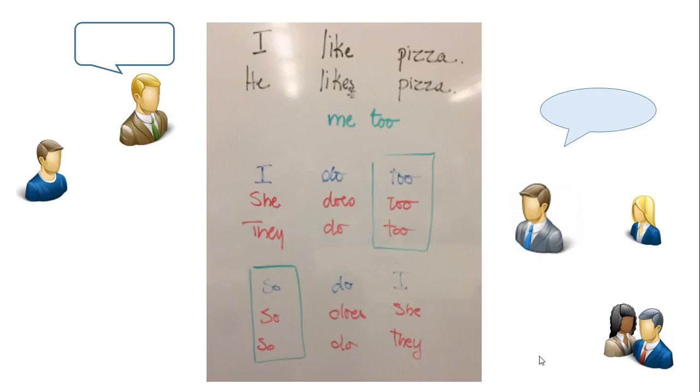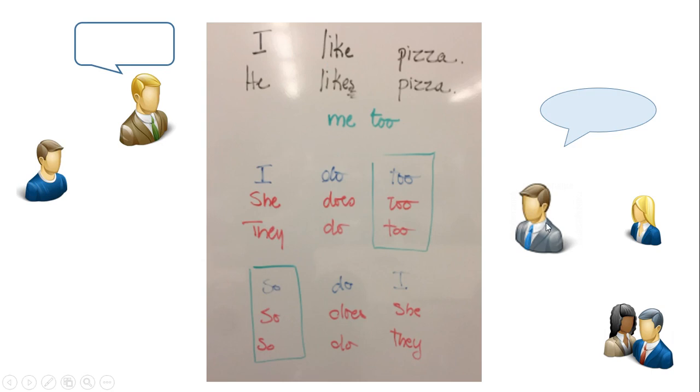This is another video to look at ways to possibly replace the expression "me too" by something else, something more appropriate. So we'll look at the first sentence. This person here on the left says, "I like pizza." The verb here is like, and the verb is in the present simple tense.